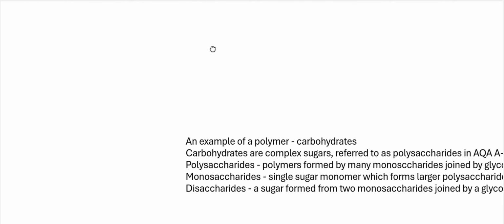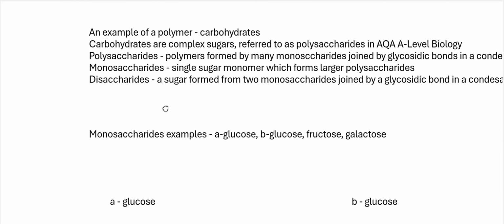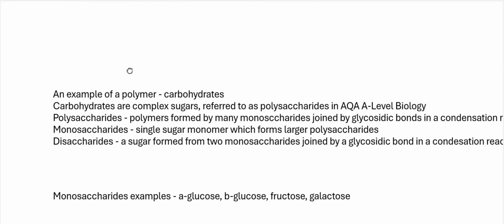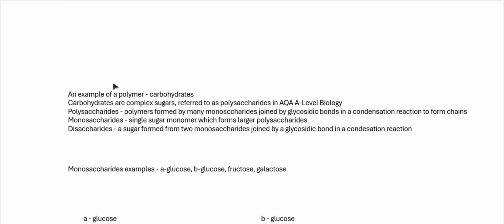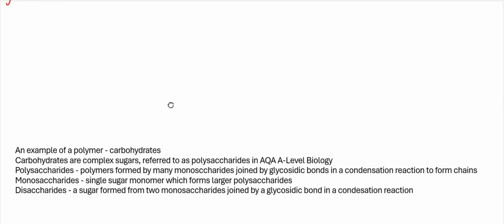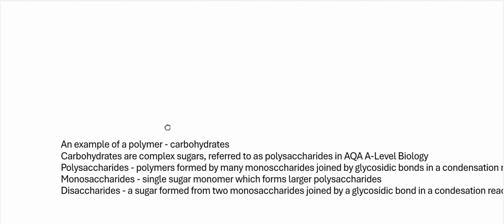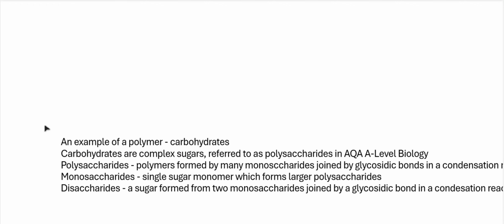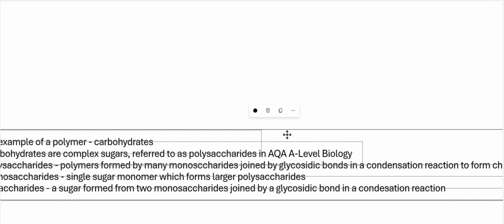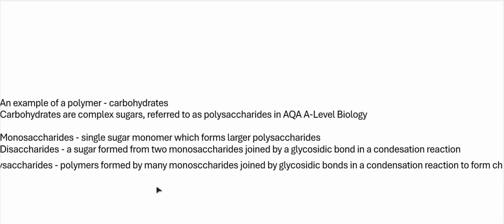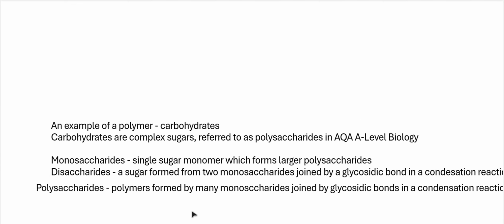And you can also note this down. Now, moving on to carbohydrates. A few extra definitions that you should be familiar with: an example of a polymer is carbohydrates. You may have noticed carbohydrates mentioned on nutrition food labels or drink labels. They are complex sugars essentially, and they can be referred to as polysaccharides in AQA level biology.